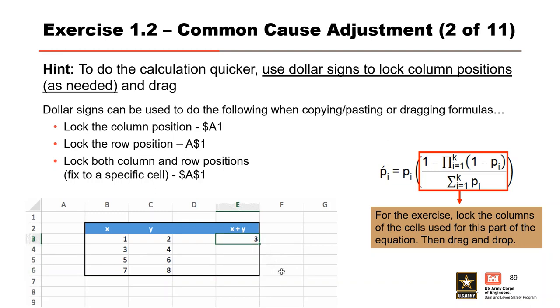To drag, click on the cell and move your cursor over to the green square in the bottom right corner. The mouse point will change to a plus sign. You can then click and drag the formula horizontally across columns or vertically down rows. Again, for the exercise, you will want to lock the columns for the cells that define the red box portion of the equation.